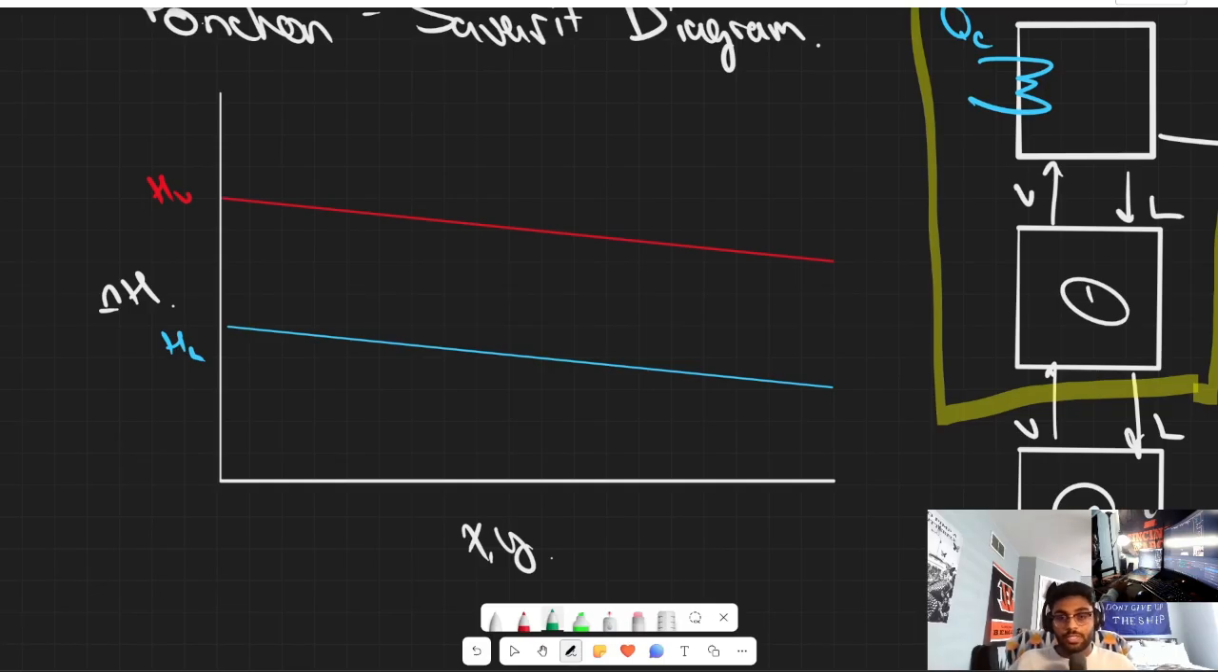So to begin generating a Ponchon-Savarit diagram, I'll just choose this point at the very end. We start at our distillate liquid mole fraction.